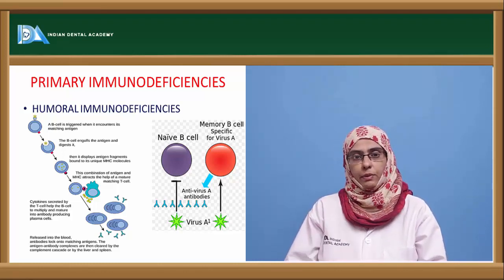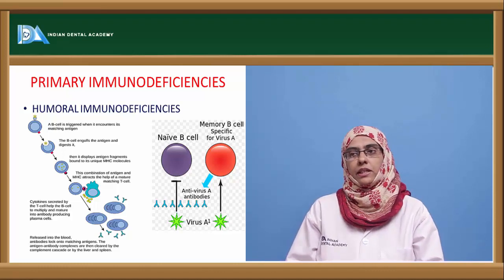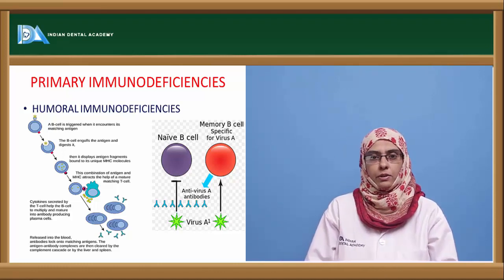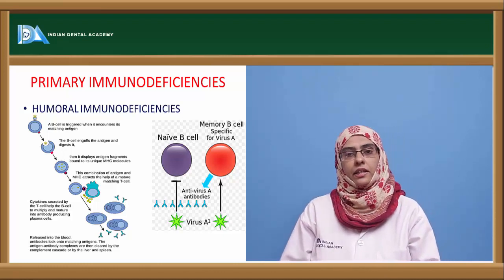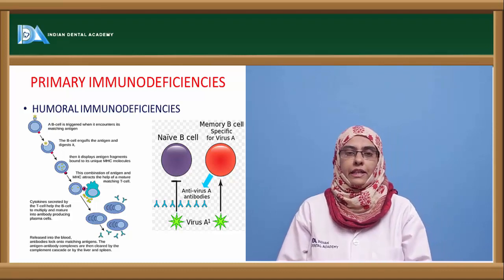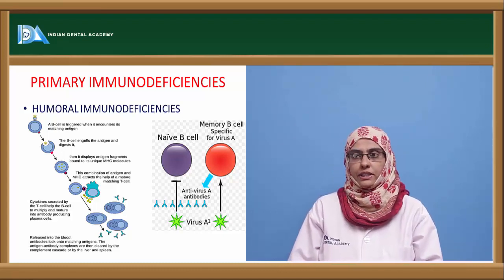So the immunity which is mediated by the B cell is called humoral immunity. Now when there is a defect in the development of the humoral response, it can lead to a variety of immunodeficiency diseases.